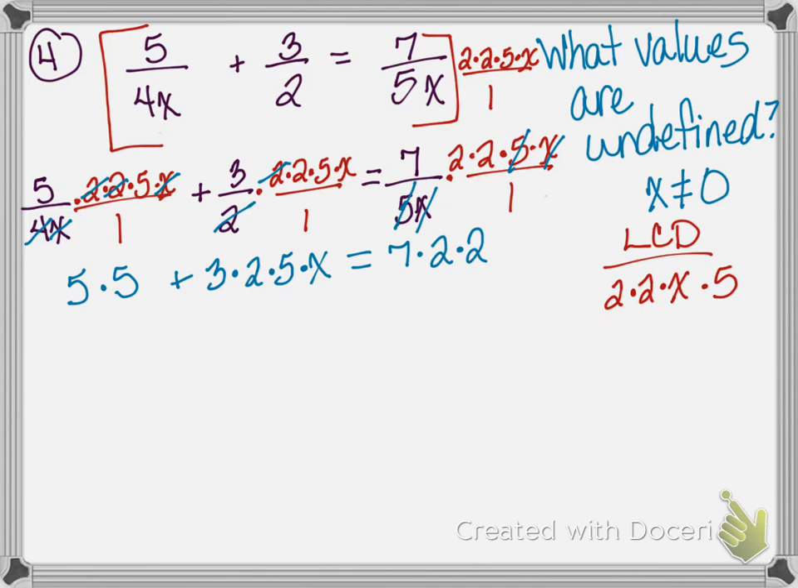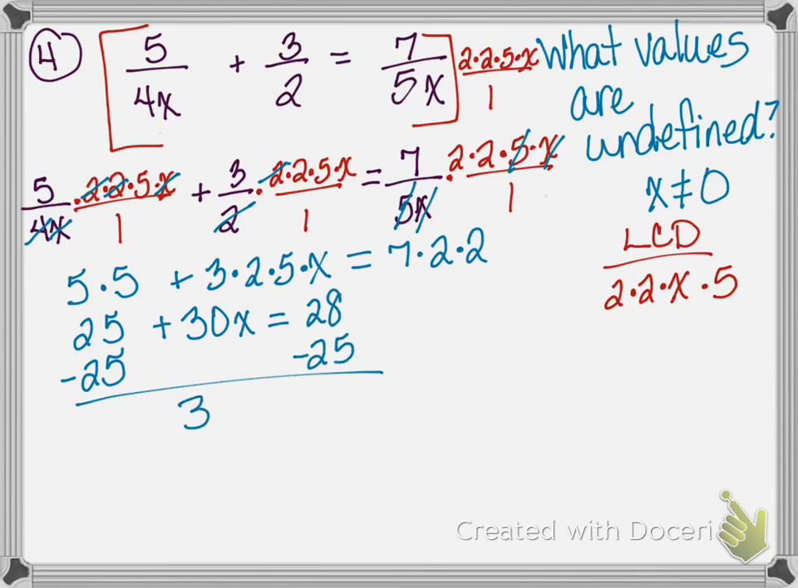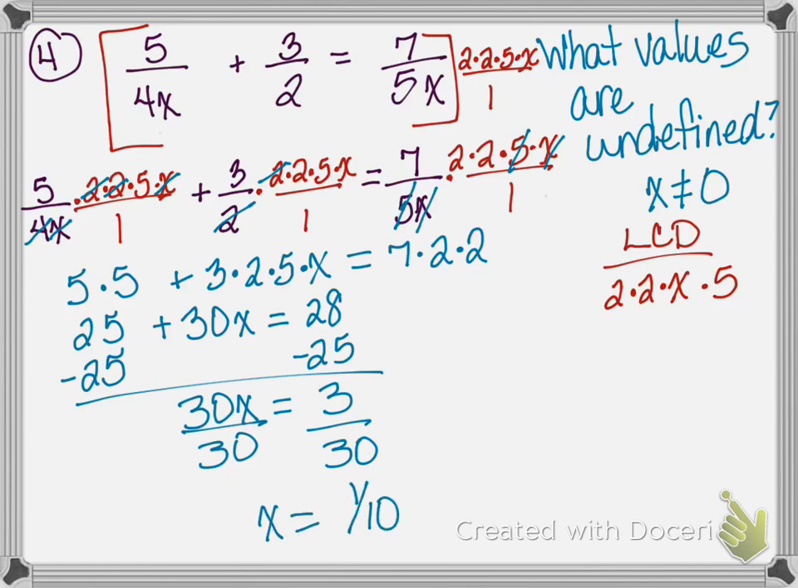So I have 5 times 5 is 25. 3 times 2 times 5 is 30. And then we've got our x, so I have 30x. 7 times 2 times 2 is 28. Okay, I am subtracting my 25 from both sides. So I'm left with 30x equals 3. I divide by 30, and my x value is 1 over 10.